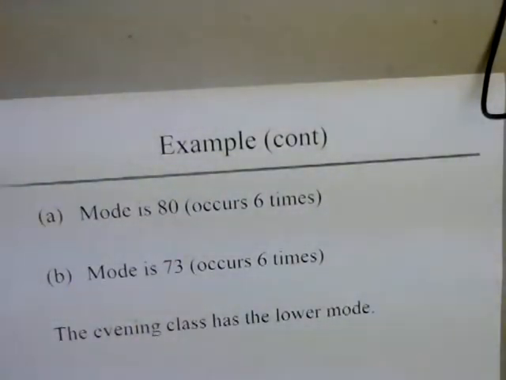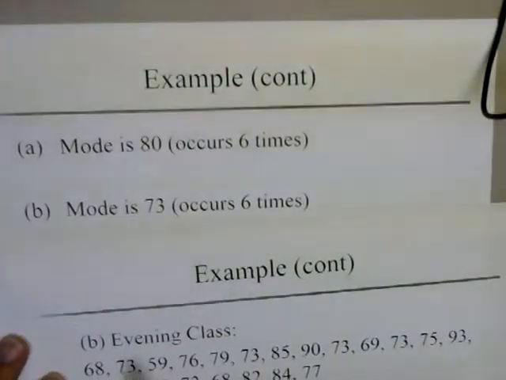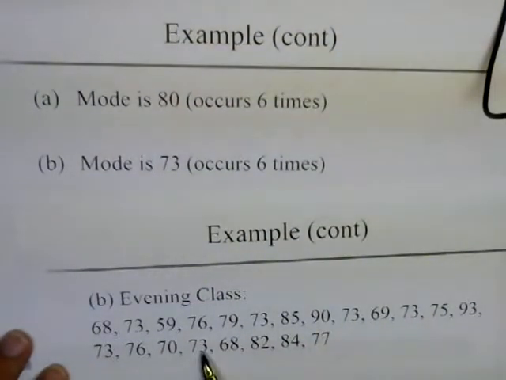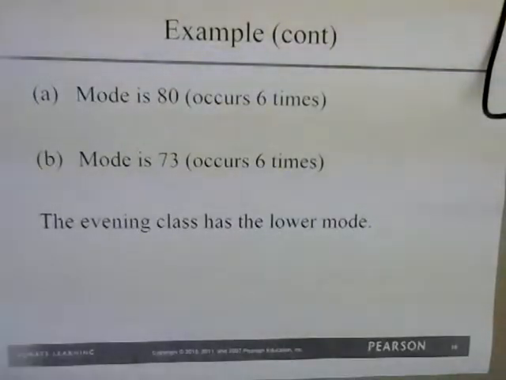For the second data set, looks like the mode is 73, and that occurs 6 times. So you've got 1, 2, 3, 4, 5, 6. Yeah, and that 73 occurs more often than any other number there, so that would be the mode.